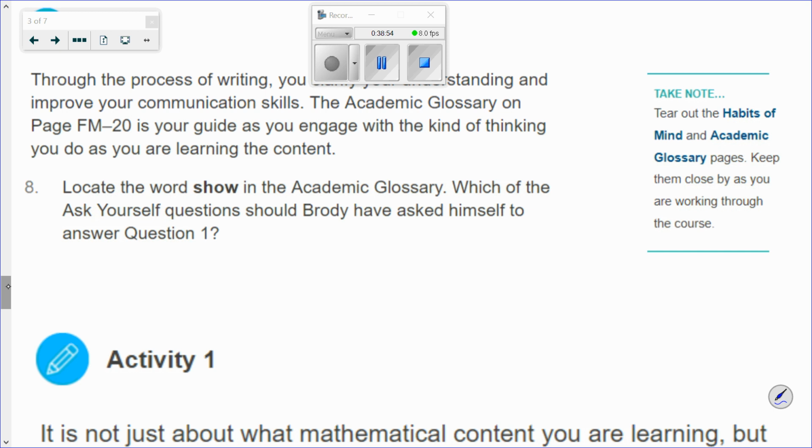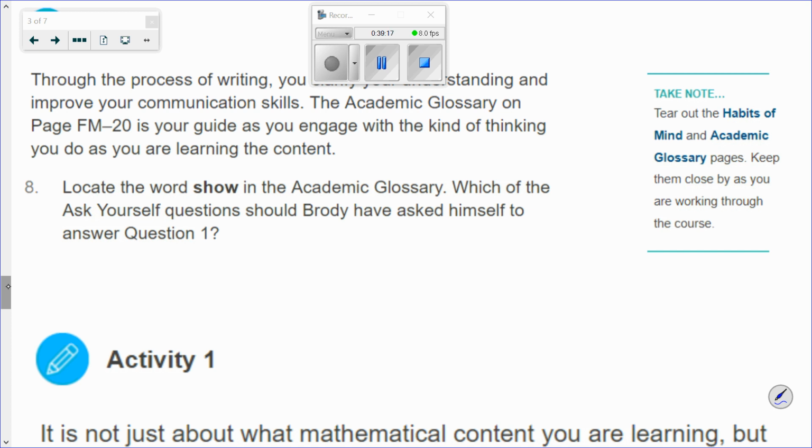FM 19 has the habits of the mind. This is a listing of a lot of the things that the module breaks down for you. These are how they want you to start thinking about your module. Turn that page over. Go to FM 20. This is some of your academic vocabulary.